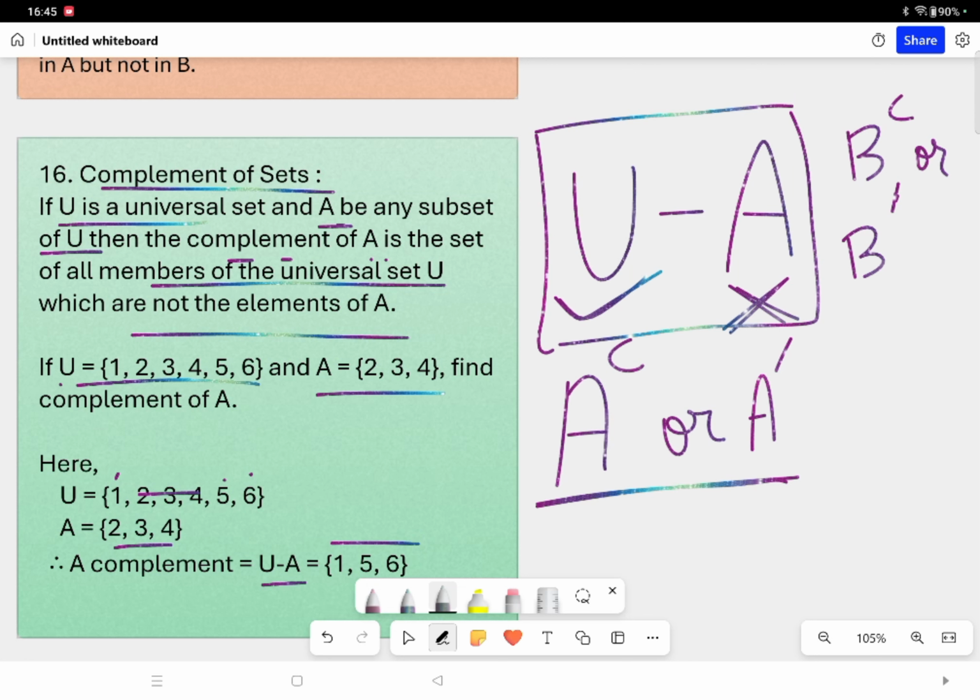So here we have completed the types of sets and a few operations of sets. In the next video, we will learn about Venn diagrams.